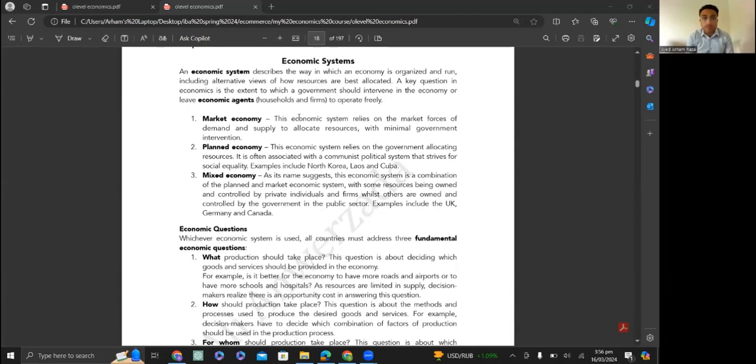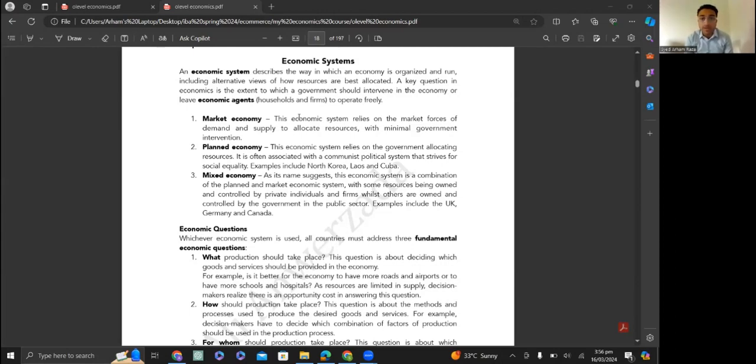Now there are three types of economies: market economy, planned economy, and mixed economy. Market economy means that where the demand and supply is used to allocate the resources, which means that there will be very little or minimal government intervention. So the individuals and the households, individuals and firms, these are the bodies which will run this kind of economy.